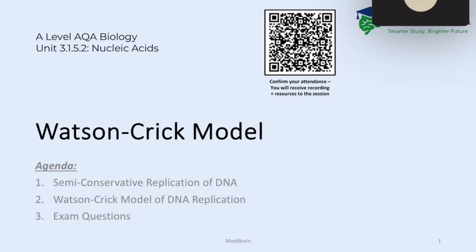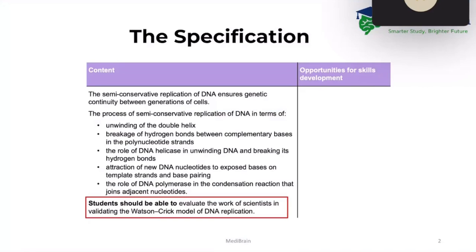So what we're going to start off by looking at is basically the semi-conservative replication of DNA. And then we're going to move on to the Watson and Crick model by looking at an image which I have created. And then we're going to finish off by looking at some exam questions. Okay, if you have any questions at any point, please just do let me know in the Q&A. I'll be more than happy to answer them for you.